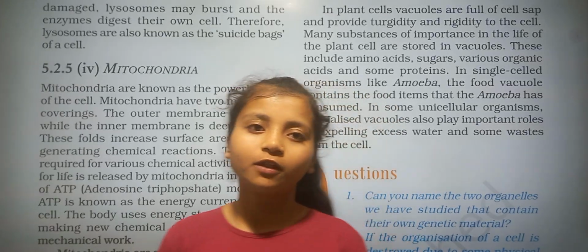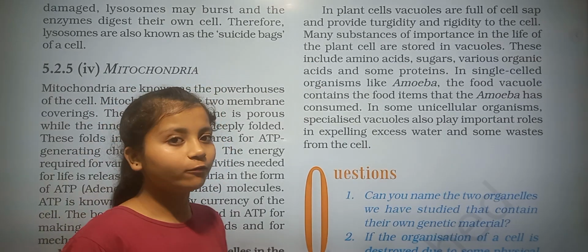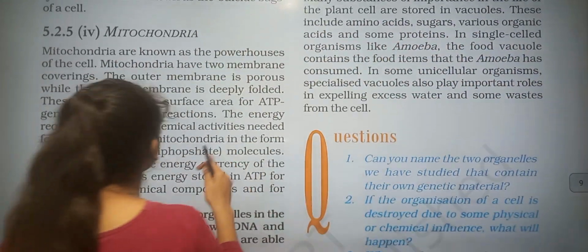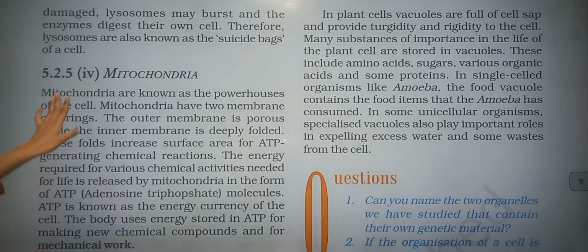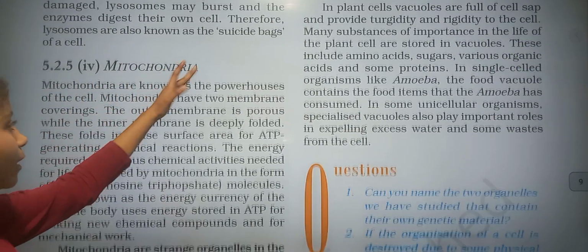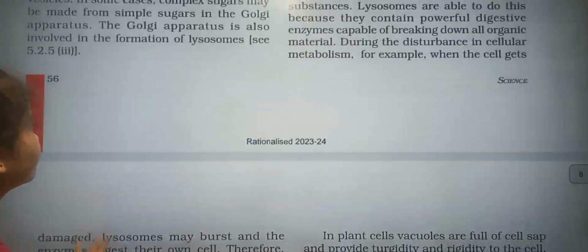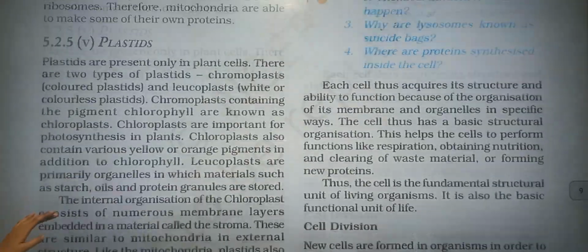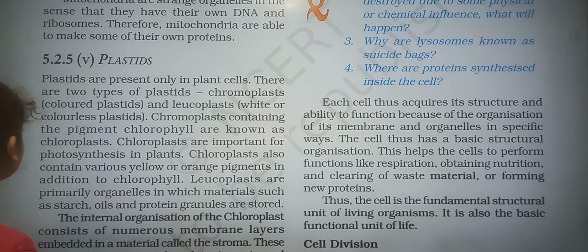So in this video we will finish chapter 5, that is, the fundamental unit of life. In the last video we have already talked about the mitochondria, the lysosome, the Golgi apparatus and the ER. And in this video we will discuss the plastid.